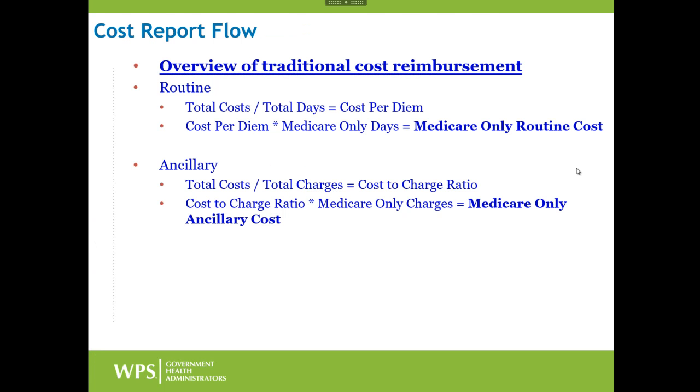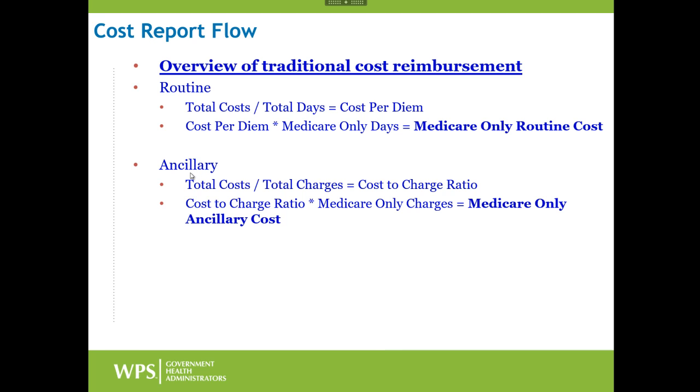But again, that's not the way that organ acquisition is allocated or apportioned into Medicare allowable. So to get us a little further in this discussion, let's talk about traditional cost reimbursement. I kind of touched upon it a little bit ago, but traditionally, for routine services, your daily room and board, essentially, part of the cost report, it's actually D-1. It takes total costs divided by total days, all patient types, to get a cost per day, cost per diem. And then that cost per diem is multiplied by just the Medicare days to identify the Medicare-only routine cost.